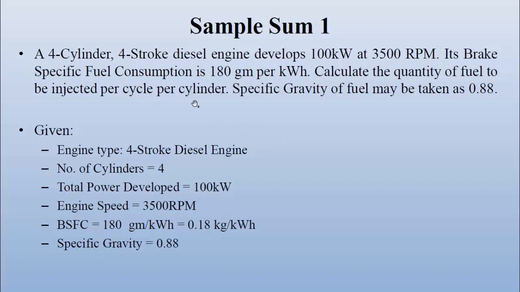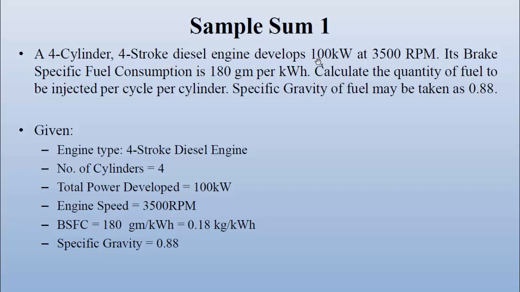So the first sum on fuel injection that we will be solving is the first sum from the V Ganeshan textbook. It is the first unsolved question from the V Ganeshan textbook. In this question they have given us that it is a 4-cylinder engine and a 4-stroke diesel engine. Because it is a 4-stroke diesel engine, it means that it takes 2 rotations to complete one cycle.